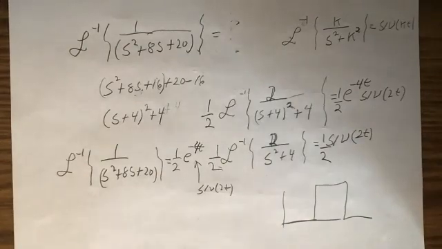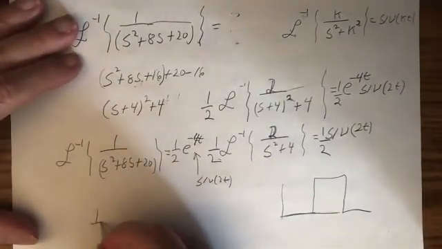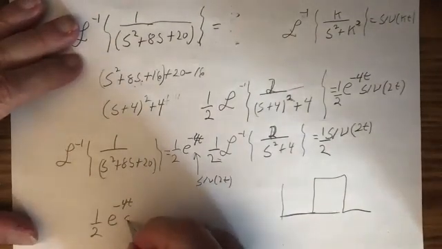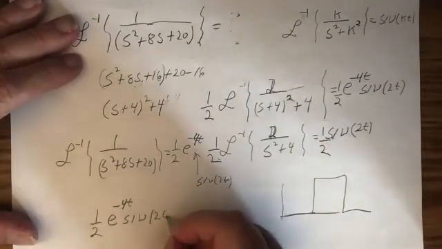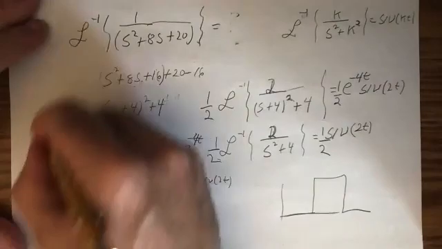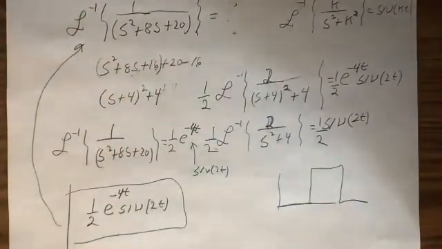Okay. I have a question. Yes, go ahead. What's the final answer for this problem? The problem we just did? Yeah, the one that's on the screen right now. Yeah, it's 1/2. Let me write it. 1/2 e to the minus 4t sine of 2t. Right? That's the final answer to this. Okay. Okay, thank you.